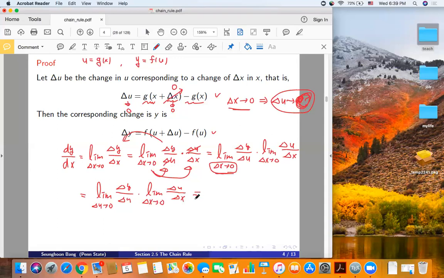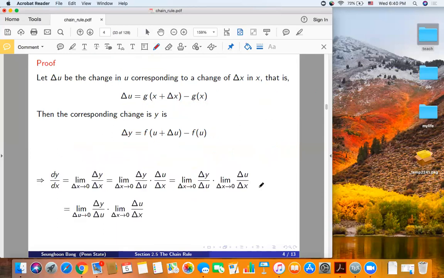The next one, you can change it back to derivative notation. What is the limit of delta y over delta u as delta u approaches 0? Exactly the same as dy over du, times the limit of delta u over delta x as delta x approaches 0, which gives du over dx. That's it. I proved it. This is the idea for proving the chain rule.